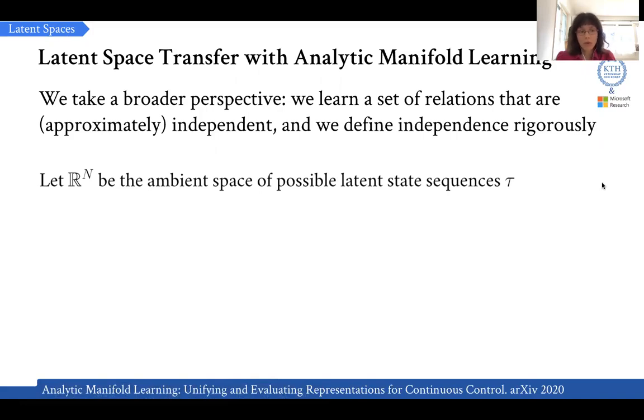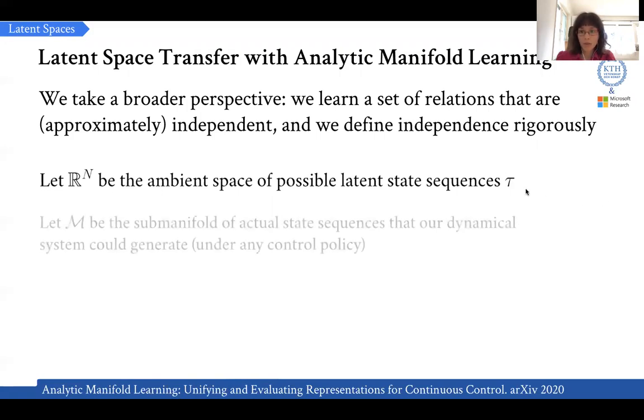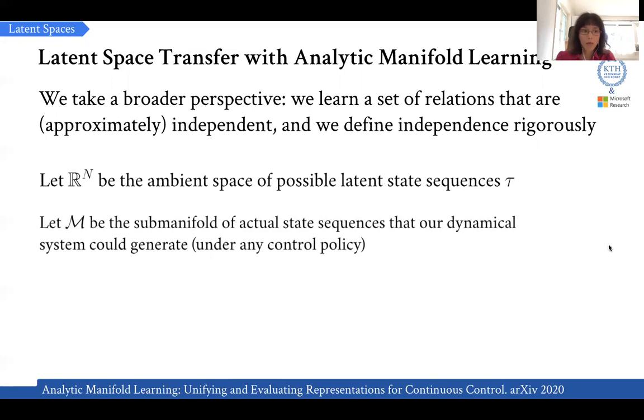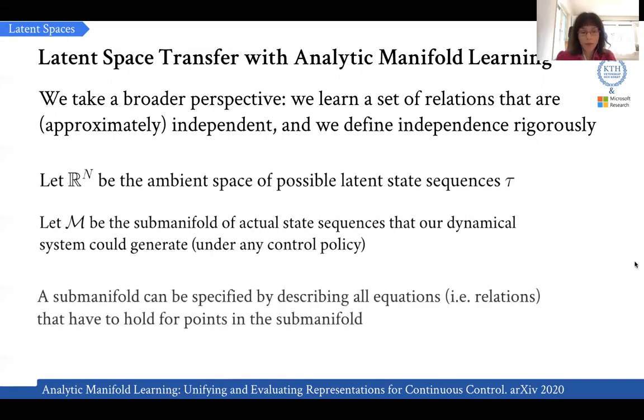So we say that R^n will be our ambient space of all possible latent state sequences that are defined by tau. And we would let M be a submanifold of the actual state sequences that our dynamical system can generate under any control policy. And then the submanifold can be specified by describing all equations, aka relations, that have to hold for points in the submanifold.